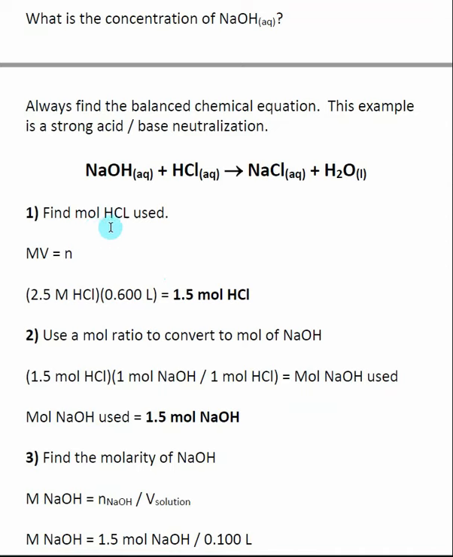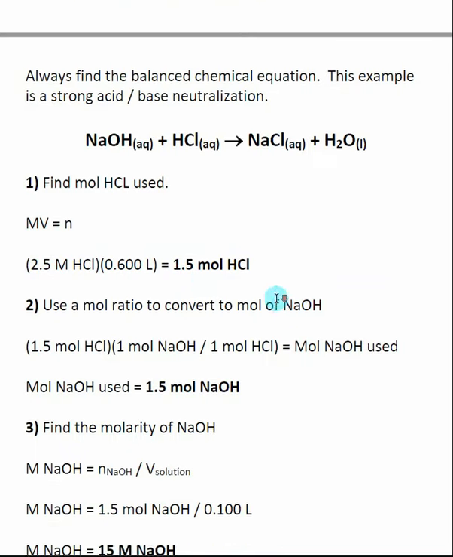So to find moles, I take our molarity equation and I set it up to find moles. So remember, molarity times volume in liters equals moles. So we had 2.5 molar HCl. We understand it took 0.6 liters of our 2.5 molar HCl to reach our endpoint. So when we multiply those two things together, we understand it took 1.5 moles of HCl to reach the endpoint.